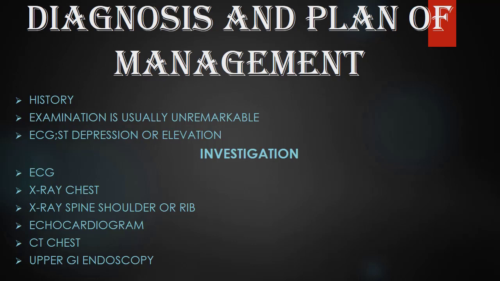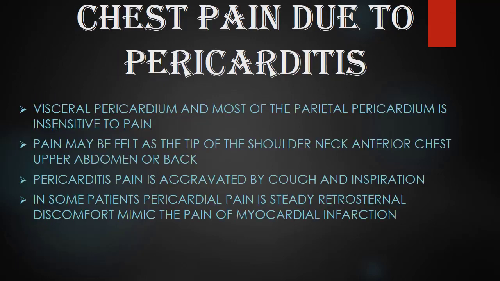Investigations include ECG, chest X-ray, X-ray of spine, shoulder or rib, echocardiogram, CT scan of chest, upper gastrointestinal endoscopy. The following investigations may be considered to identify the cause of chest pain depending on clinical assessment.